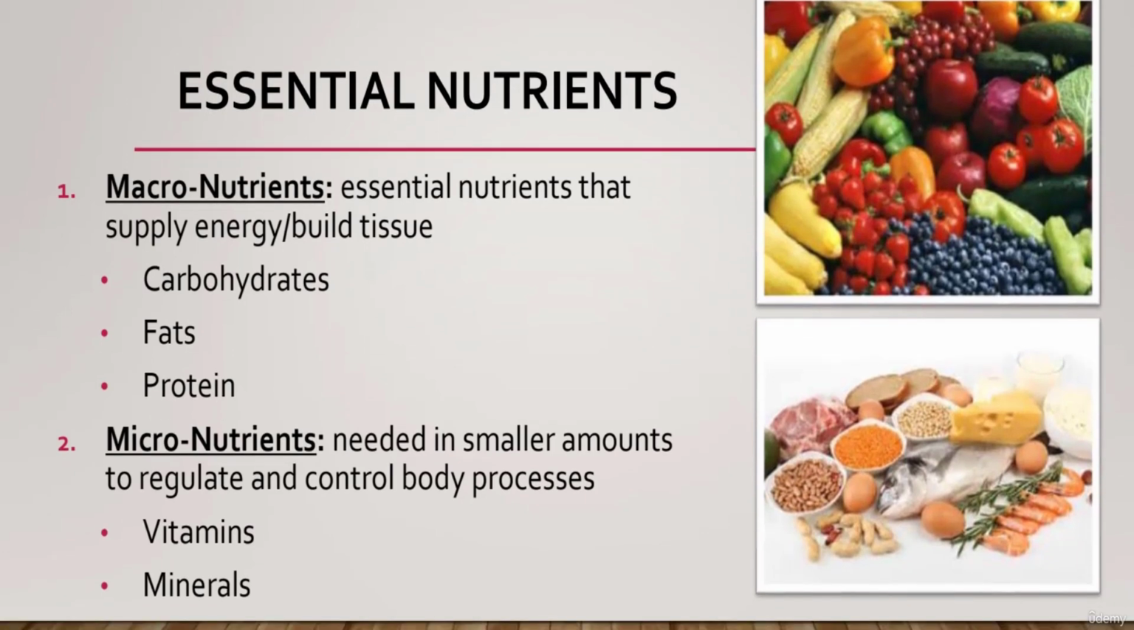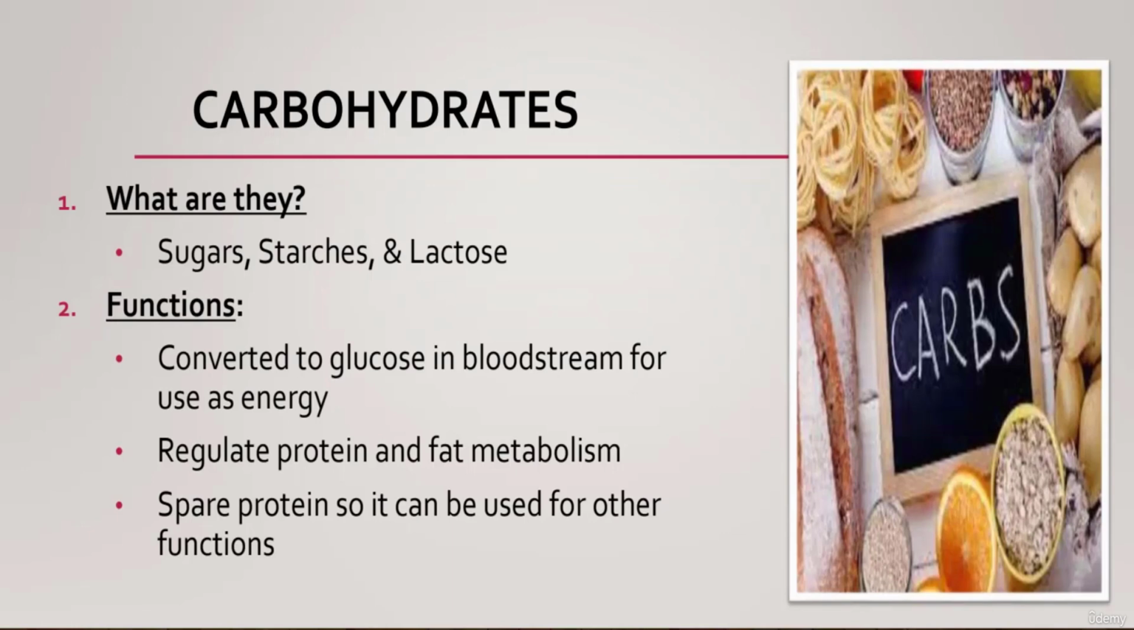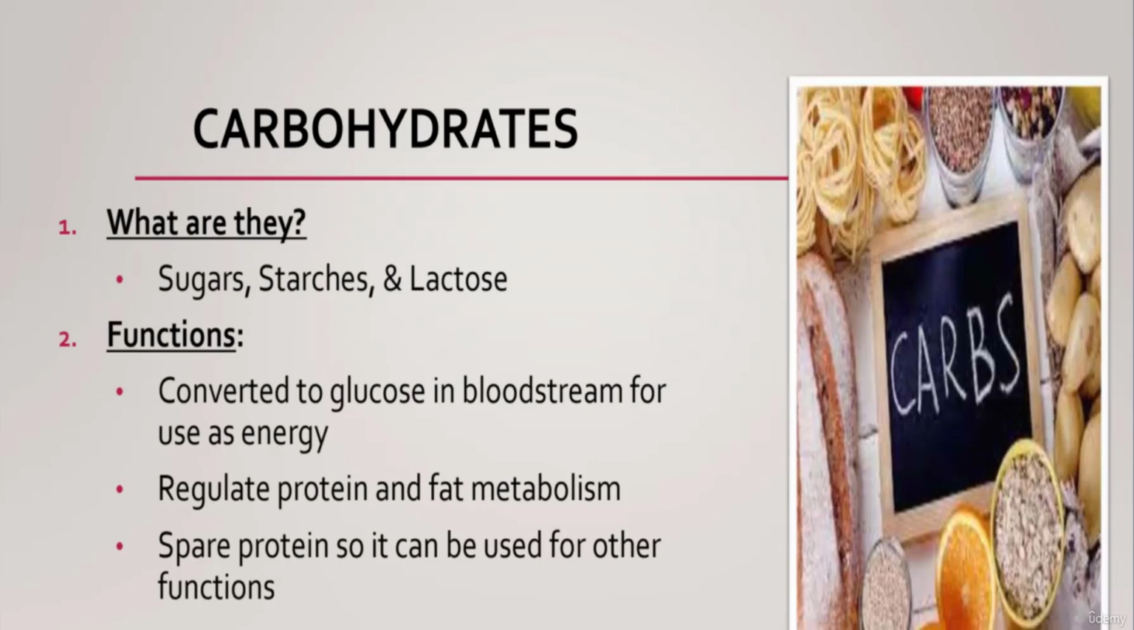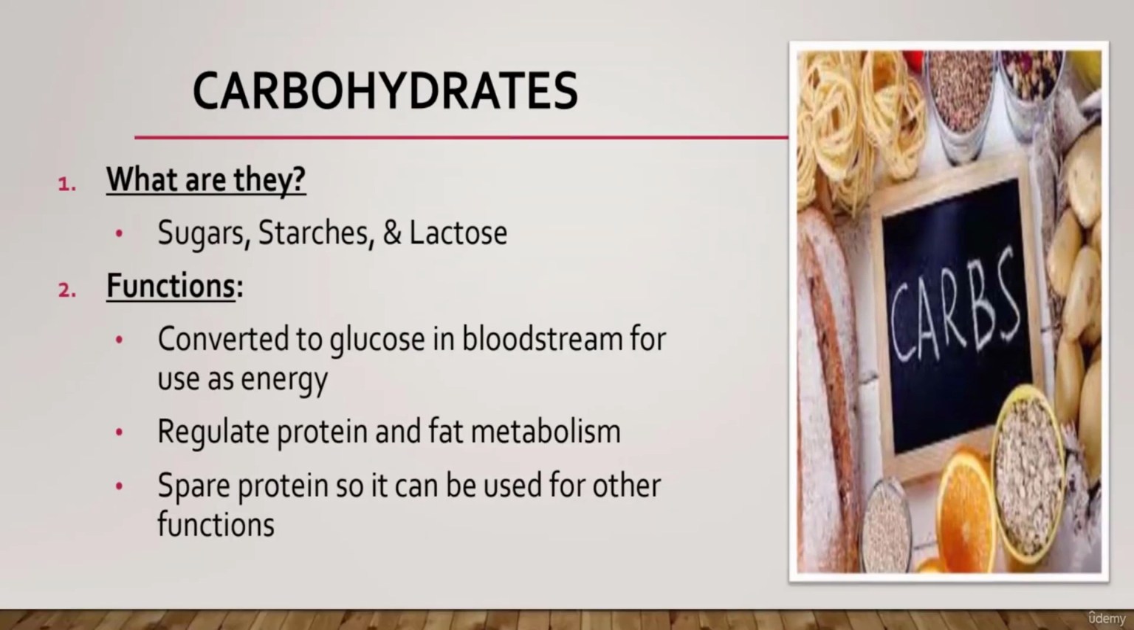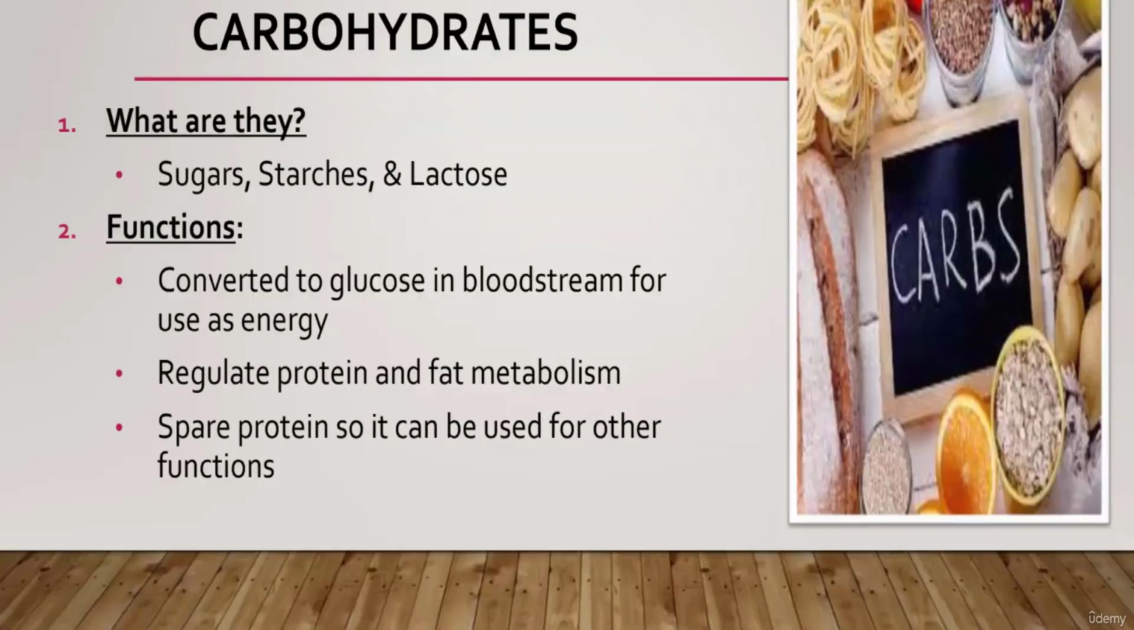All right, now let's dive into essential nutrients that the human body needs. So you have macronutrients, right? So carbohydrates, fats, and proteins. Micronutrients are vitamins and minerals, right? So carbohydrates here, you have sugars, starches, and lactose. Okay. You also have functions such as converted to glucose in bloodstream for use as energy, right? You have regulate protein and fat metabolism, and they spare protein so it can be used for other functions.